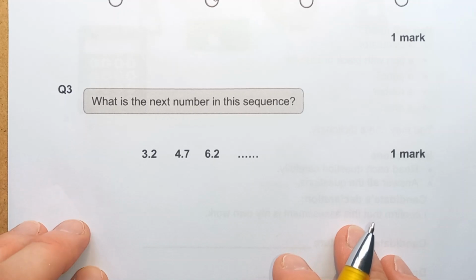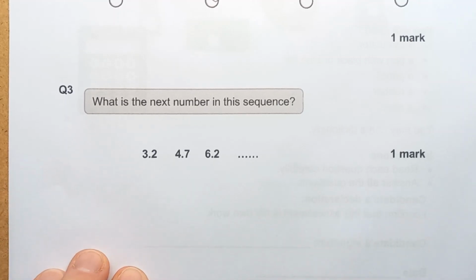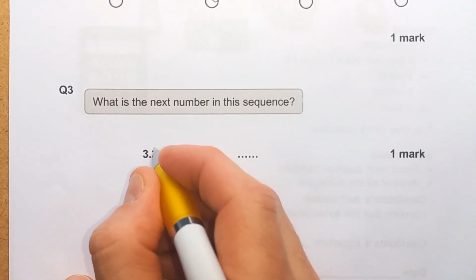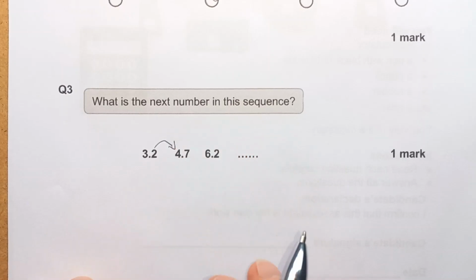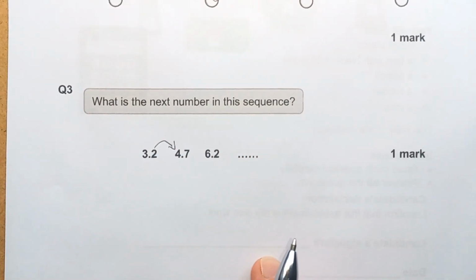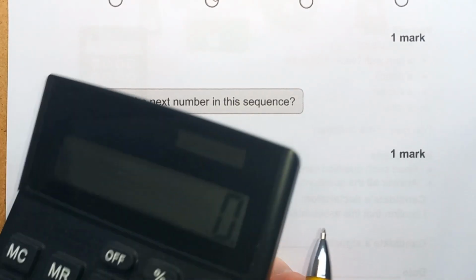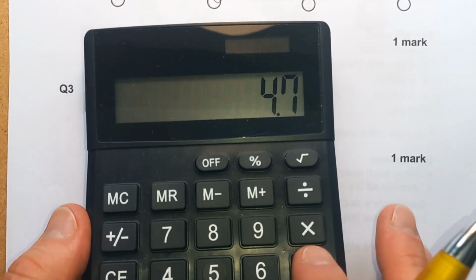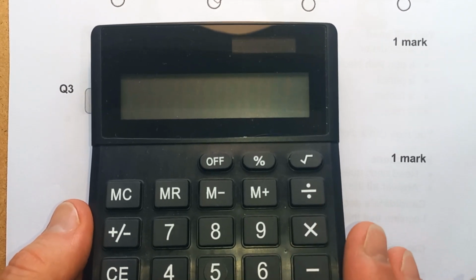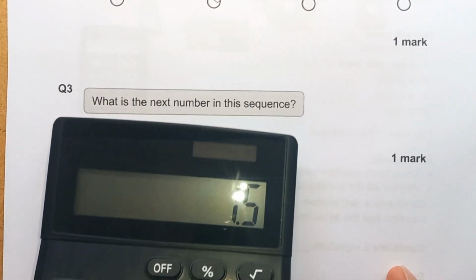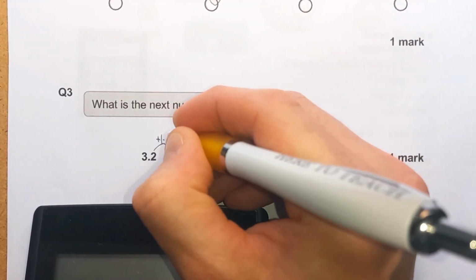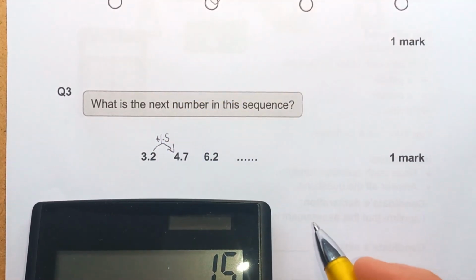Okay, question 3. What is the next number in this sequence? Well, again, with these, the best thing to do is look at the difference between the numbers. So, how are we getting from 3.2 to 4.7? Well, let's think of it backwards. If we've got 4.7 and we take away 3.2, then that means the difference is 1.5. Or in other words, it means that they're increasing by 1.5.